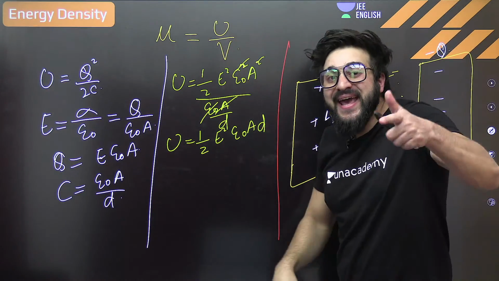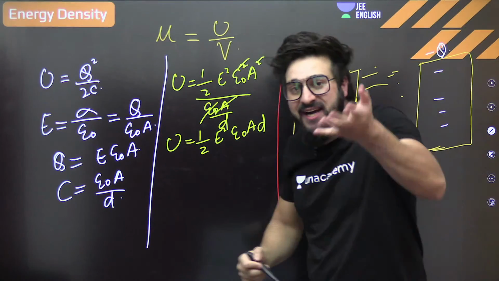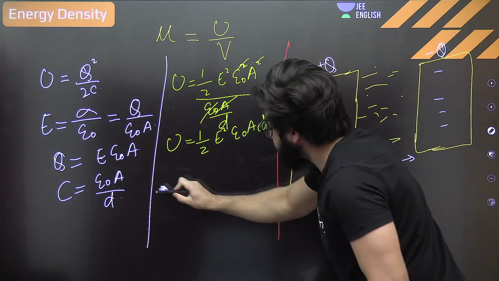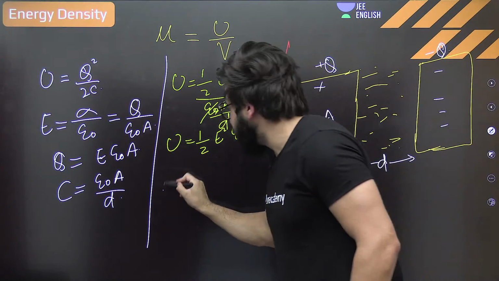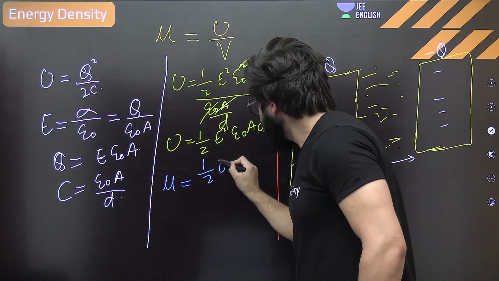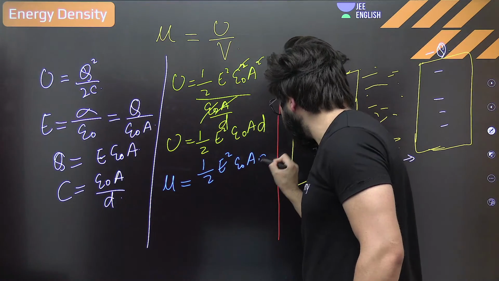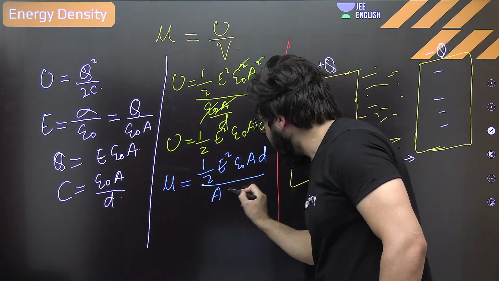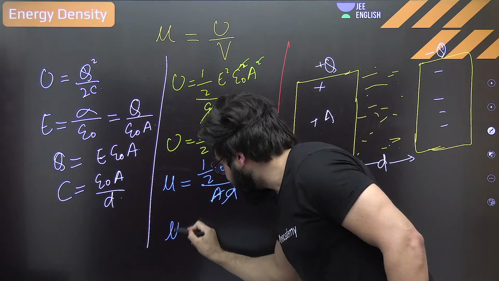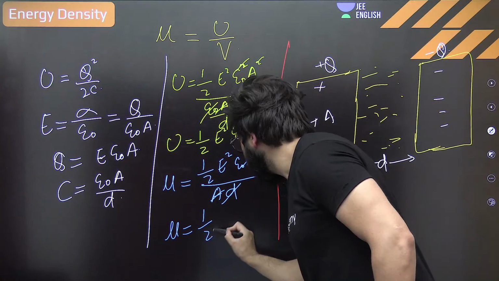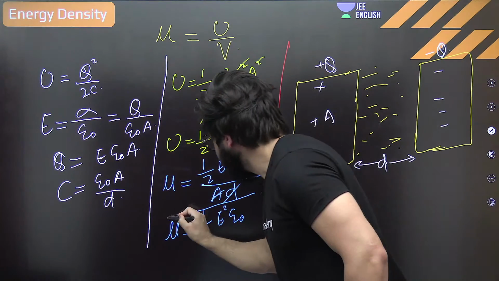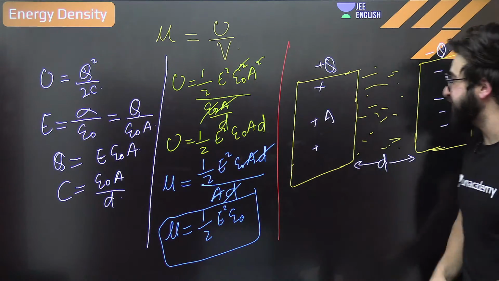Now we know the volume is area multiplied by distance, so we can find the energy density U. That will be nothing but 1 by 2 E square epsilon naught A D upon A into D, because the volume is A into D. This will cancel, so it comes out to be 1 by 2 epsilon naught E square. Understand? So this is basically the energy density.